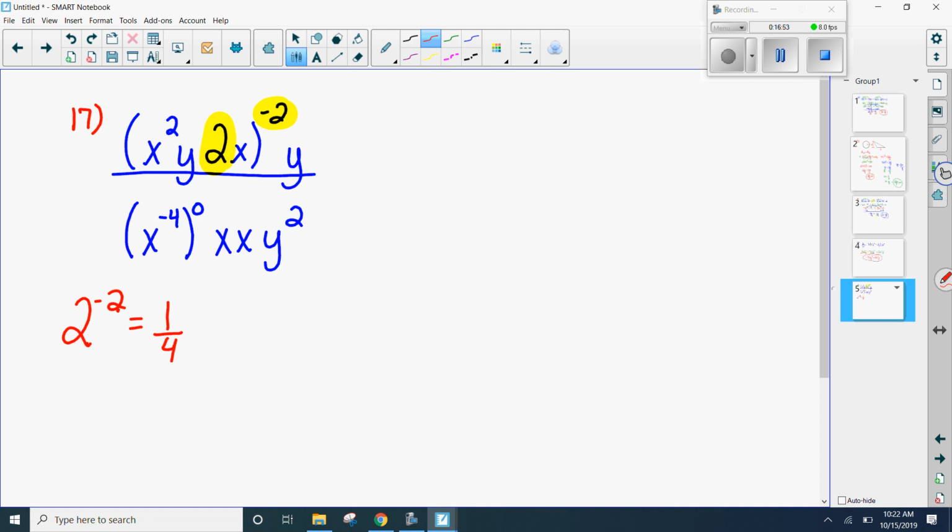Now I go back and I look at the variables. If I look at the variables, I know that x squared, y, and x are all being raised to that negative 2 power. When you raise a power to a power, what do you do to those exponents? What operation?